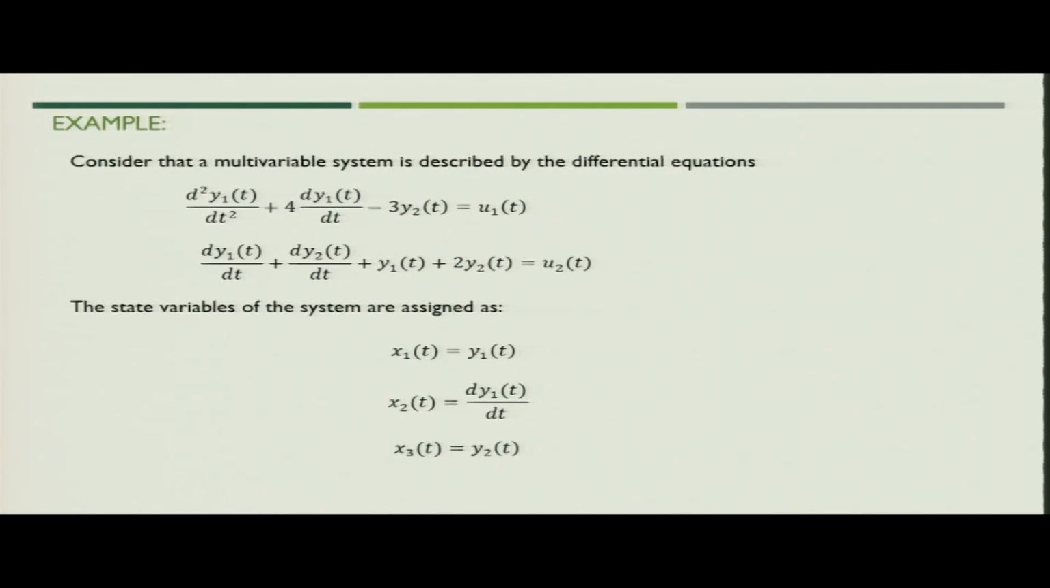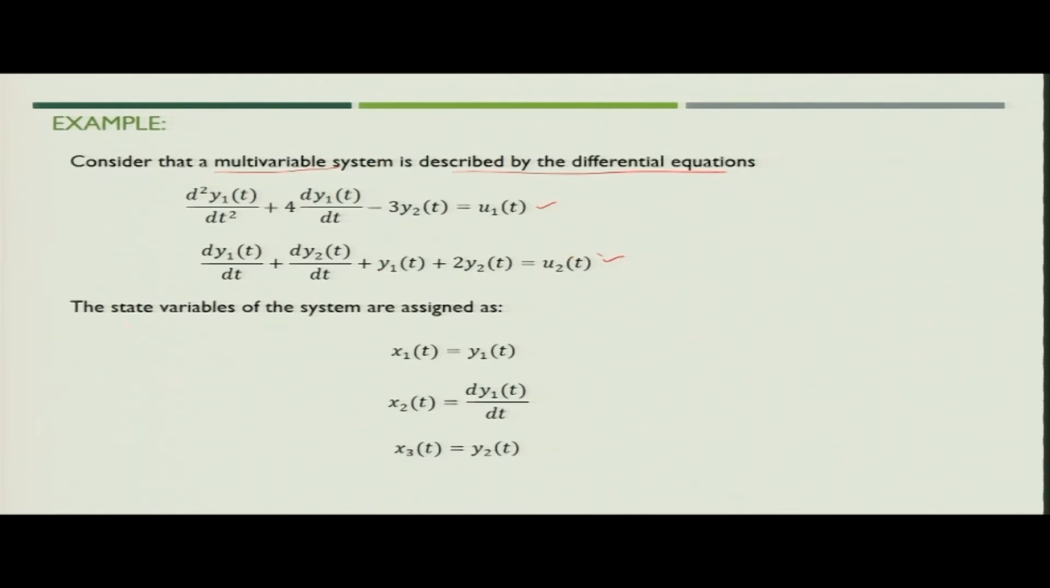Let us take one example so that you can understand what we have discussed. Consider a multivariable system which is described with the help of these two differential equations. First is d2y1 by dt2 plus 4 dy1 by dt minus 3y2 is equal to u1. Second is dy1 by dt plus dy2 by dt plus y1 plus 2y2 is equal to u2.